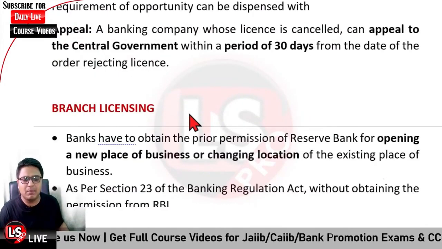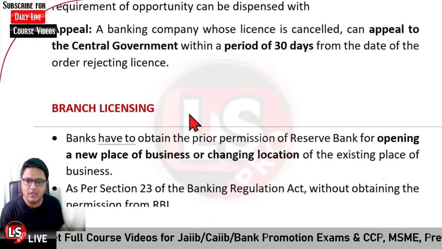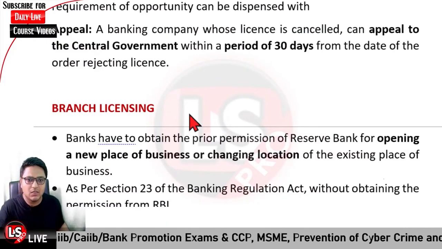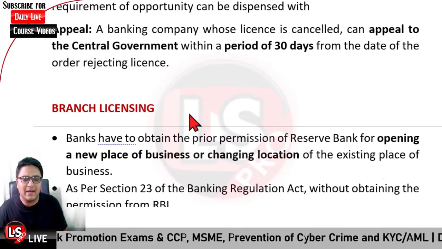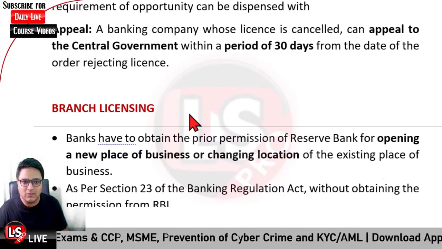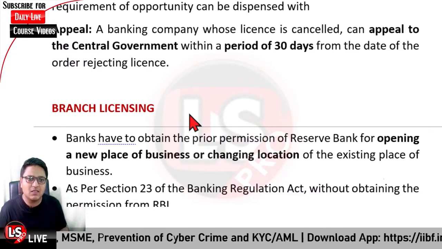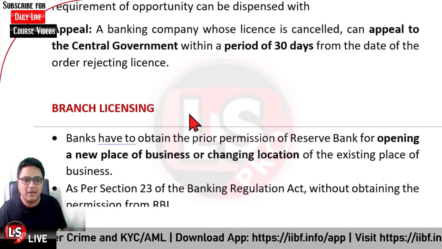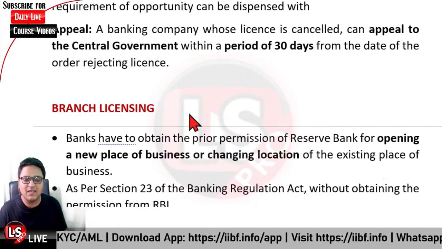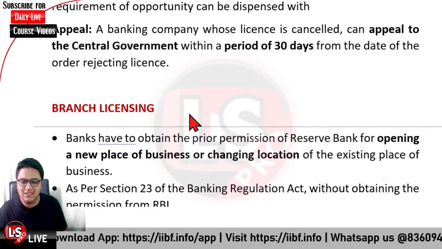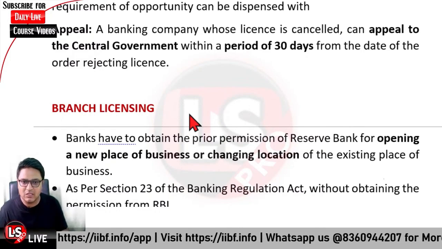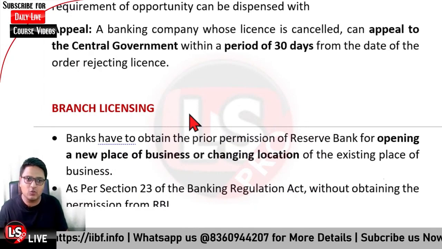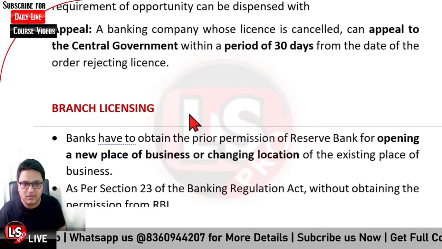Next it is regarding branch licensing. Very, very important. तो यहां से क्वेश्चन बन जाता है. It is important. Okay. So whether a bank is going to open a new place of business or going to change the existing place of business, in that case the prior permission of Reserve Bank of India is required. So banks need to obtain a prior permission from Reserve Bank of India whether they are going to open a new place of business or change the existing place of business.